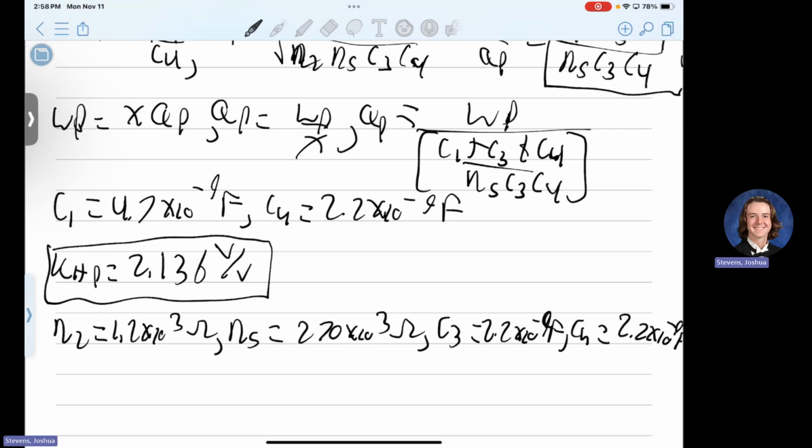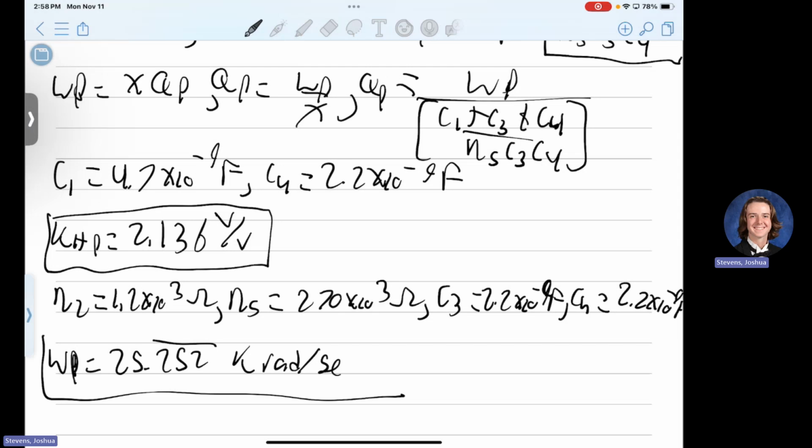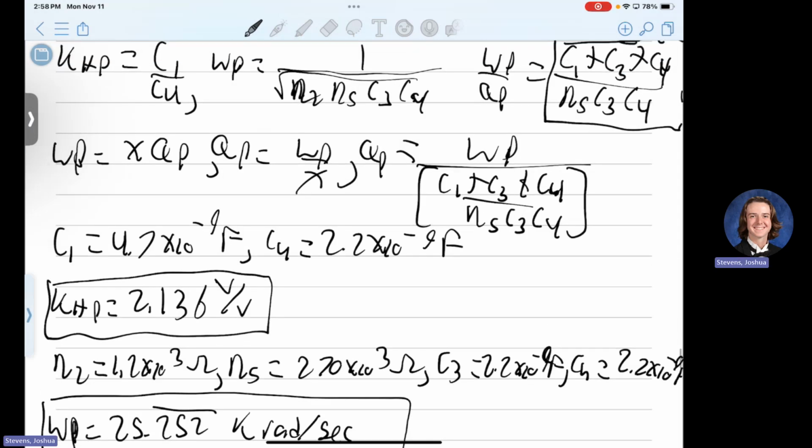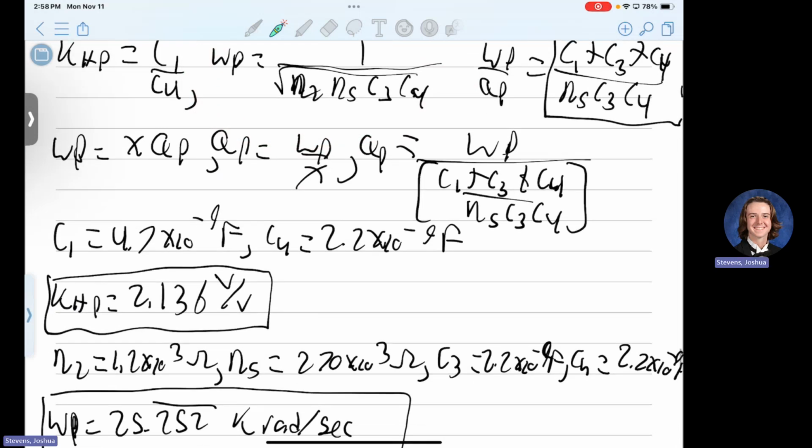So when you plug all that in, omega P equals 25.252 repeating, or I should say this 52 repeats, kilorads per second. When you plug everything into this mess here. If you want to do that, go ahead and check me, which you might need to do.